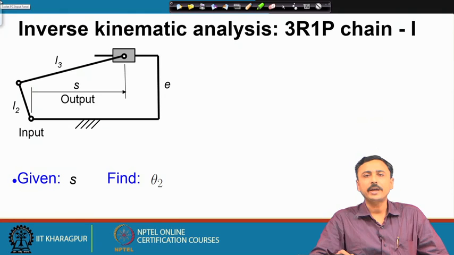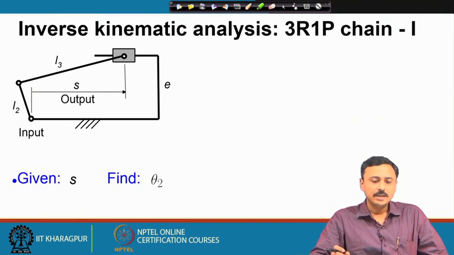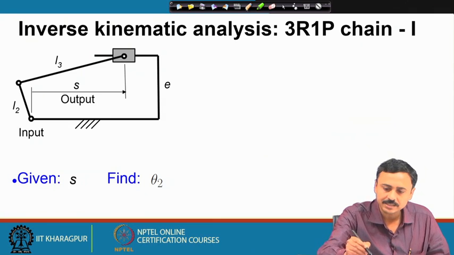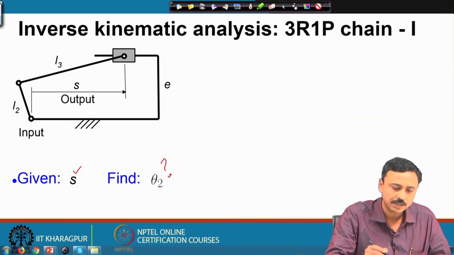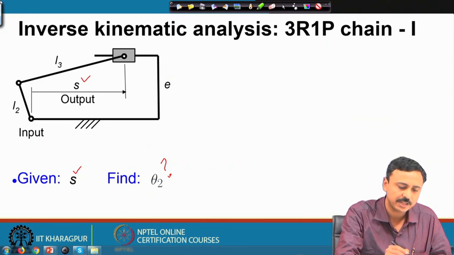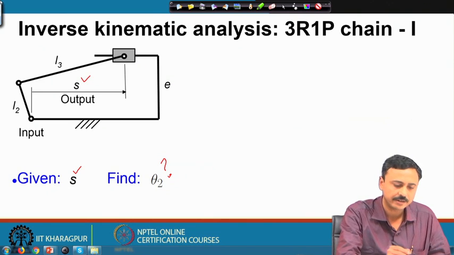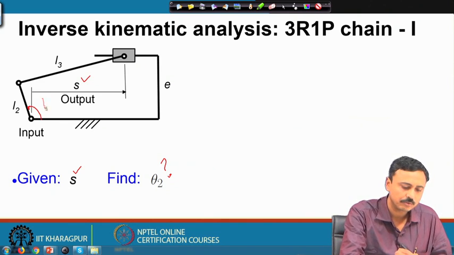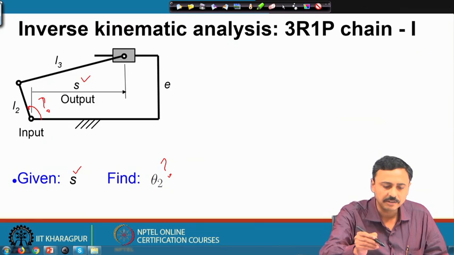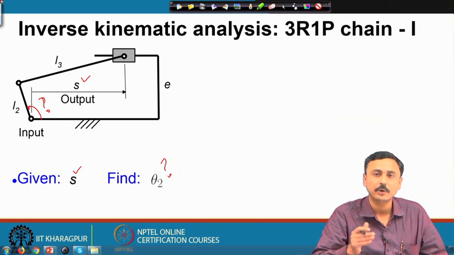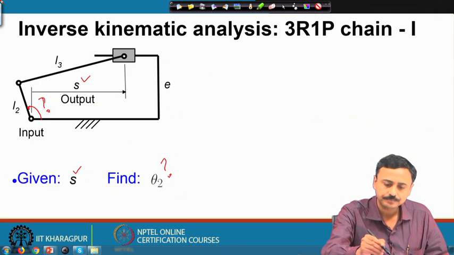Next, we go over to the inverse kinematics of this 3R 1P chain of type 1. Now, what is given is S, and what we have to find out is theta 2. So, this displacement of the slider is given, we have to find out this angle. So, that is the inverse kinematics problem. The output is given, the location of the slider is given, you have to find out the input angle.